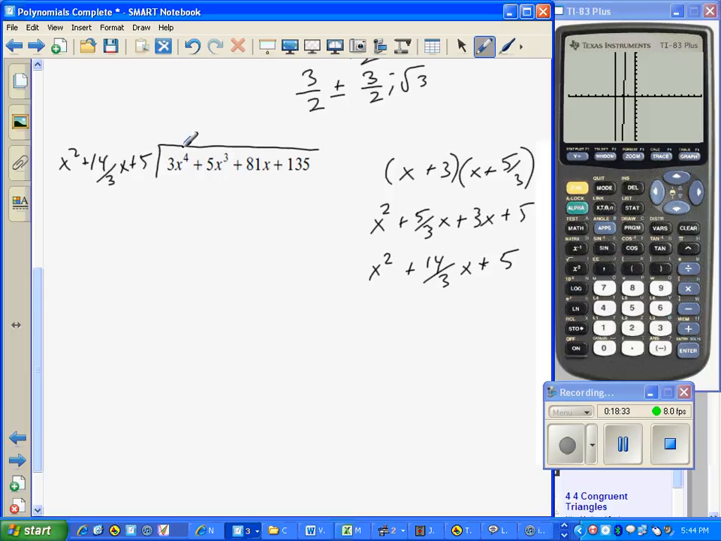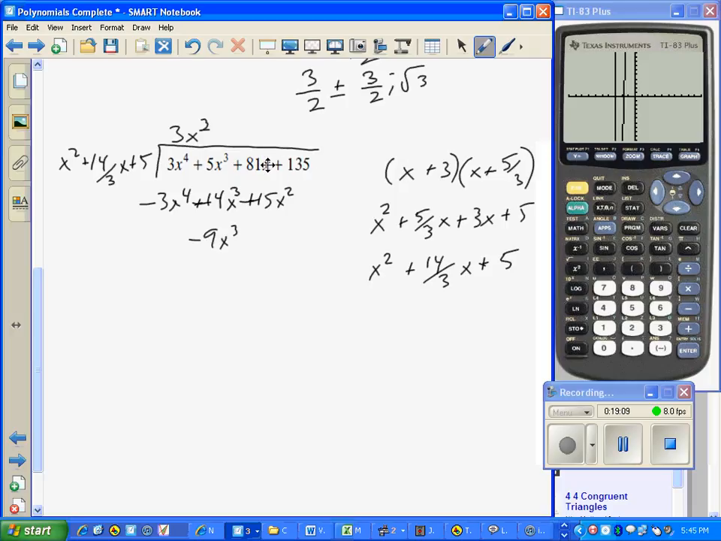So I need to match the 3x to the 4th, so I'm going to multiply by 3x squared. That's going to give me 3x to the 4th. If I multiply here, the 3's are going to cancel, leave me with just 14x cubed. And then I'm going to have 15x squared. So then I'm subtracting, so I switch all my signs. Now these cancel. This turns out to be -9.